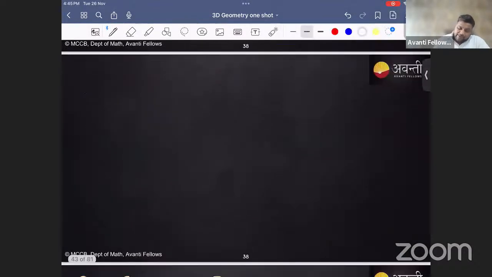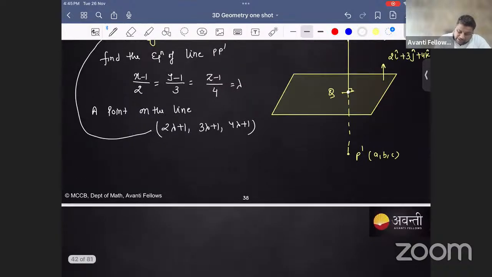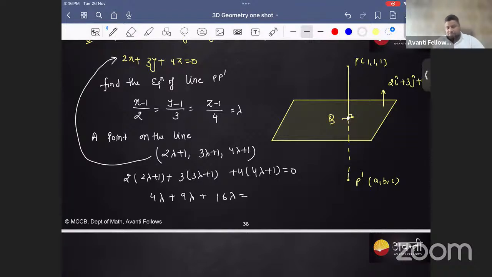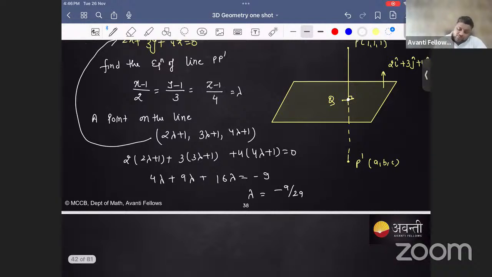Got it? So if I do, I get twice of (2 lambda plus 1) plus thrice of (3 lambda plus 1) plus 4 times of (4 lambda plus 1) equals to 0. So you get 4 lambda plus 9 lambda plus 16 lambda, that is 29 lambda, plus 4, 3, 7 into 9, that is 9. So lambda came minus 9 upon 29. With this value of lambda, I actually got point Q.